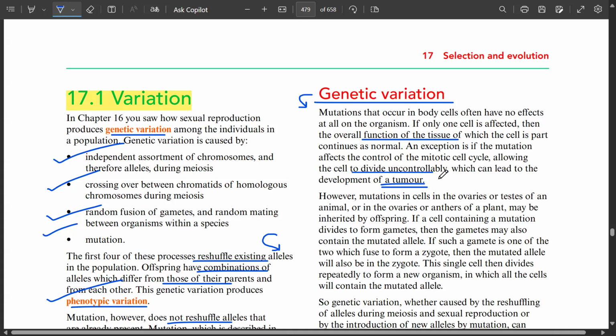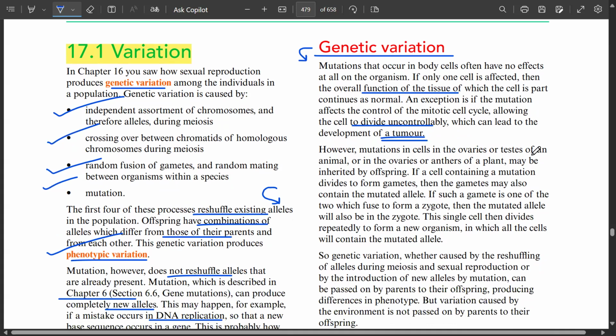A malignant tumor is the one that is going to spread throughout the body. However, a mutation in cells in the ovaries or testes of an animal, or in the ovaries or anthers of a plant, may be inherited by the offspring. If a cell containing a mutation divides to form gametes, then the gametes would obviously have the mutated allele as well. And if such a gamete is one of the two which fuse to form a zygote, then the mutated allele will also be in the zygote.